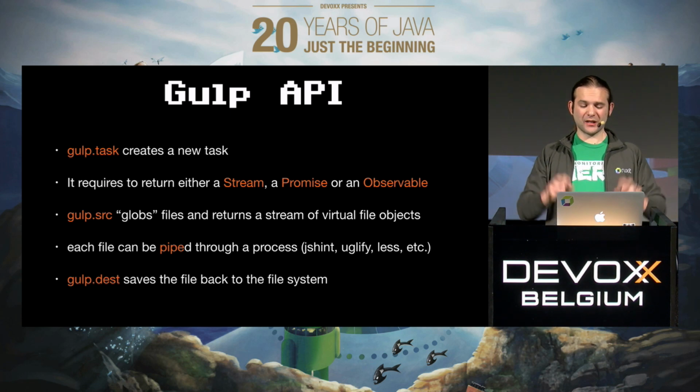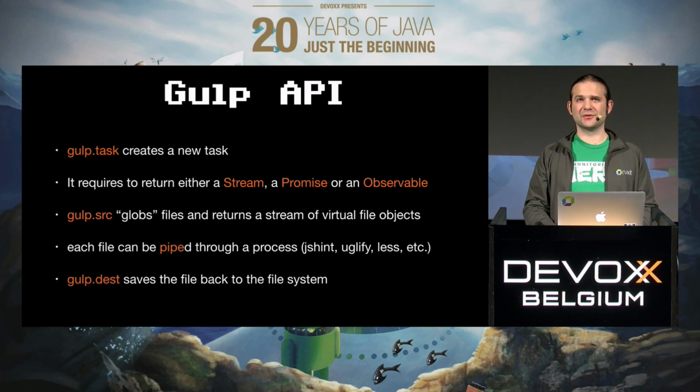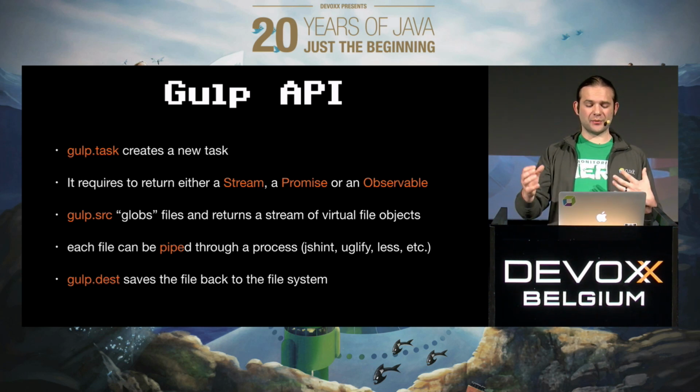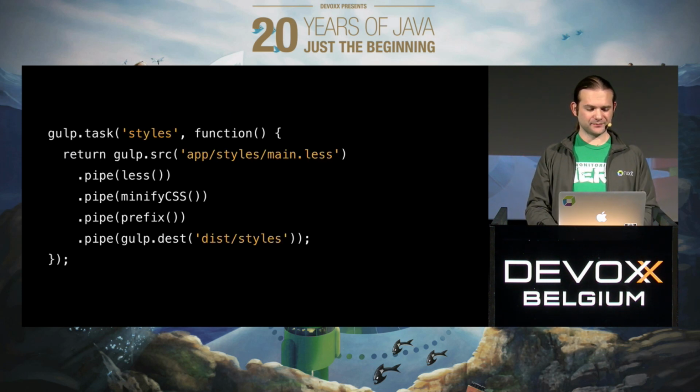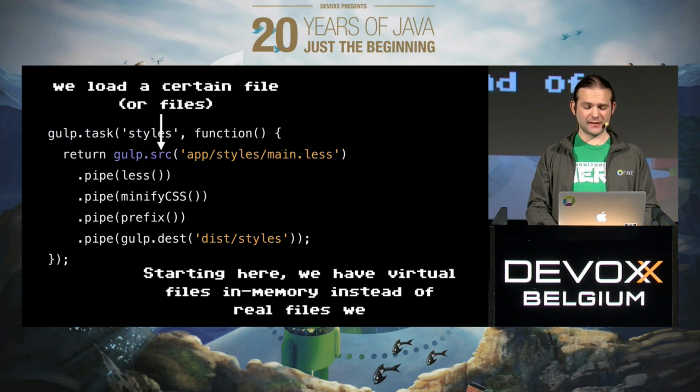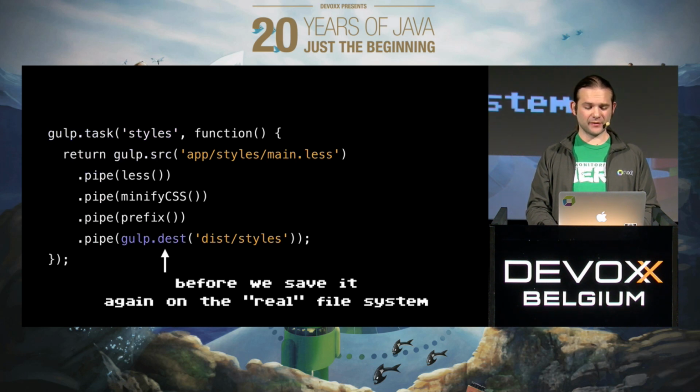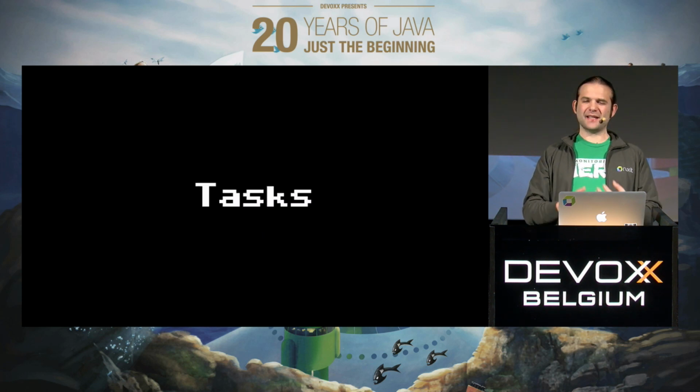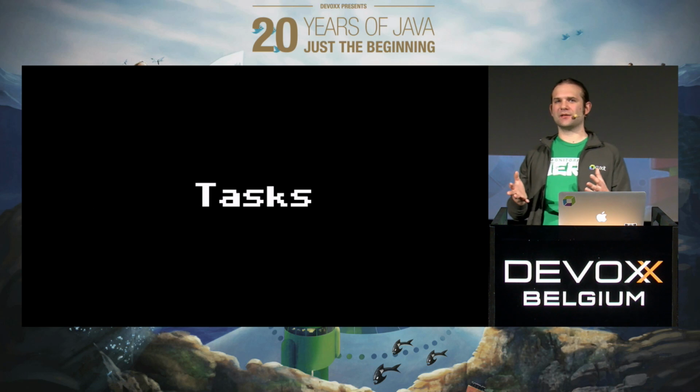gulp.src globs files and returns a stream of virtual file objects. Glob is the pattern to select those files, with the glob star, asterisk, asterisk. And each file can be piped through a process. gulp.dest saves it back. That's about the API. So we define a task, we give it a name, we select some files, and then we are doing stuff with it before saving it. So that's already pretty cool.